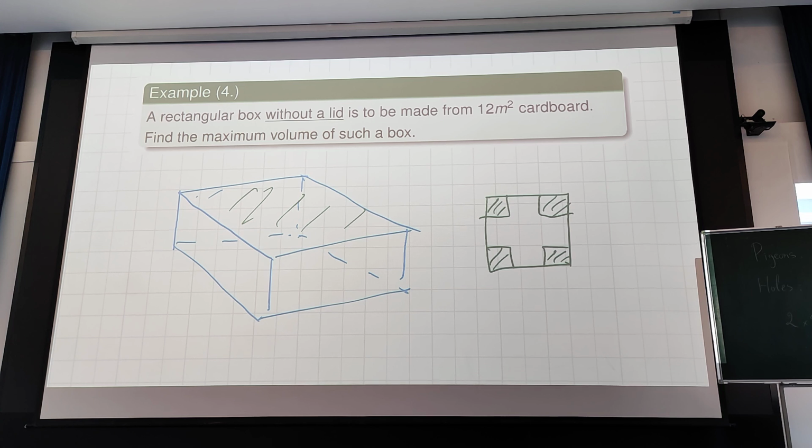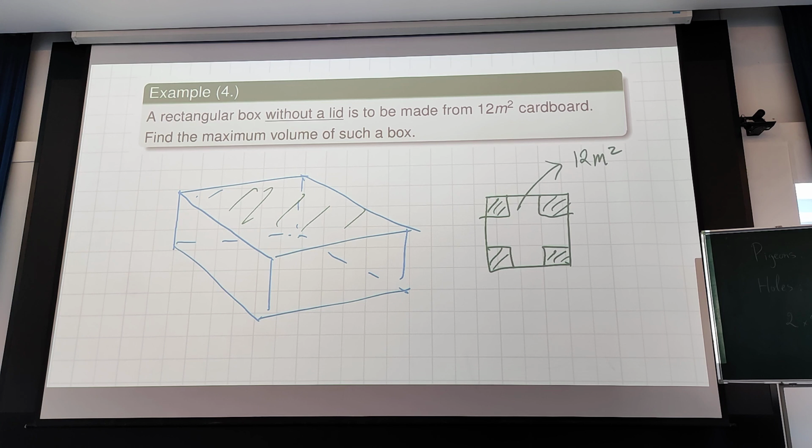Okay, so a rectangular box without lid is to be made from 12 square meters of cardboard. That means this cardboard has the area of 12 square meters. And we need to find the maximum volume of this box. Okay, see how we do it.